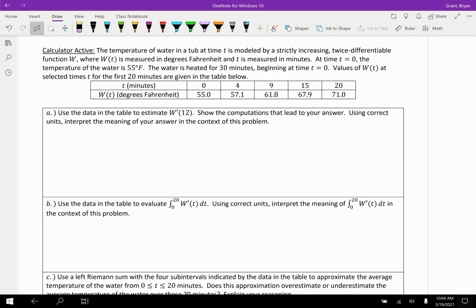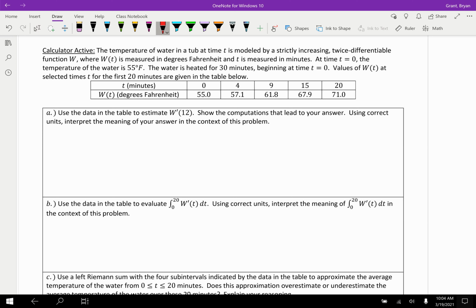This one should go a little faster. Temperature of water in a tub is modeled by a strictly increasing function W of t. At time t equals 0, the temperature of the water is 55. Water is heated up. Nice, warm bath. Love that. Or hot tub, I don't know. For 30 minutes, beginning at a time of 0. Values of W of t are given in the table below. Use the data in the table to estimate W prime of 12. Show the computations that lead to your answer, and then interpret your answer.